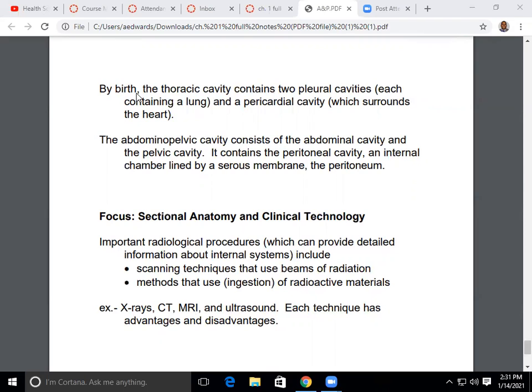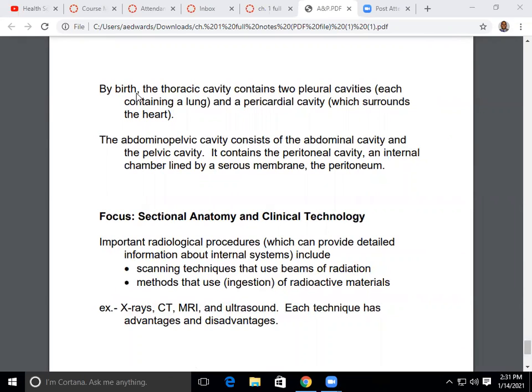Abdominal pelvic cavity. So again, thoracic cavity has your pleural cavity around your lungs, pericardial cavity around your heart. Okay, good there? Okay, peritoneal cavity. Well, actually, before we get there, we'll start with the abdominal pelvic cavity. Consists of your abdominal cavity, right? And your pelvic cavity. Okay, your pelvic cavity contains your peritoneal cavity, which is essentially a chamber lined with a membrane, and we'll learn what serous membranes are in chapter 4. But it contains what we call the peritoneum, okay?